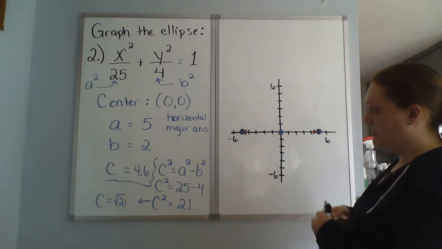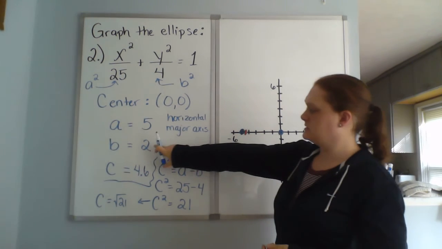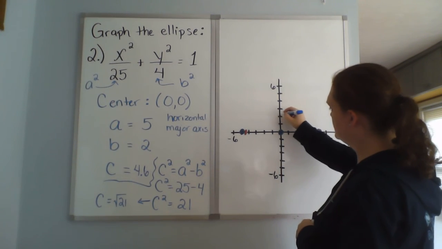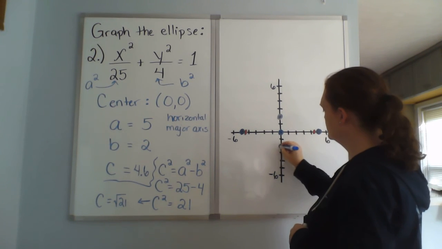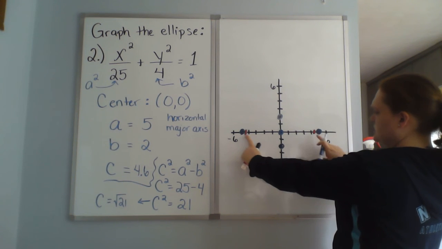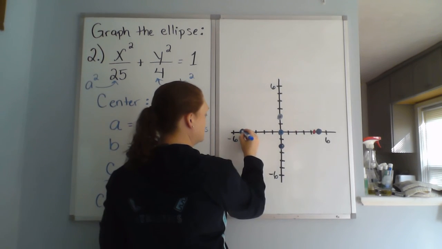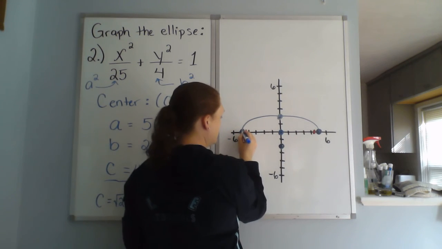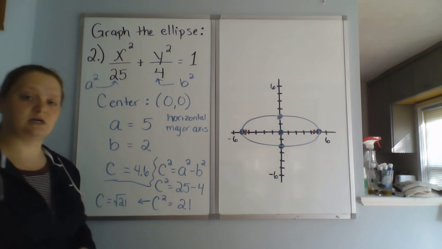All right. And now I also need to draw in my minor axis. The minor axis is 2 units in either direction from center. So from here I need to go up 2 units, and I need to go down 2 units. So the 4 outer points are the vertices, and these 2 other points are the focal points. So I just need to try to draw my ellipse in between them. And there is my horizontal ellipse.